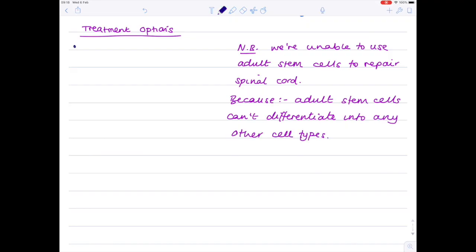So what treatment options actually exist? Well, if you can't use adult stem cells, you can use embryonic stem cells, because remember, in embryos their stem cells can differentiate into any other cell type. The only problem with this is ethical issues concerning the fact that you need to use embryos, so that is aborted or miscarried fetuses. So clearly we have an ethical issue here, but theoretically they could be used. And secondly, electrical stimulation.